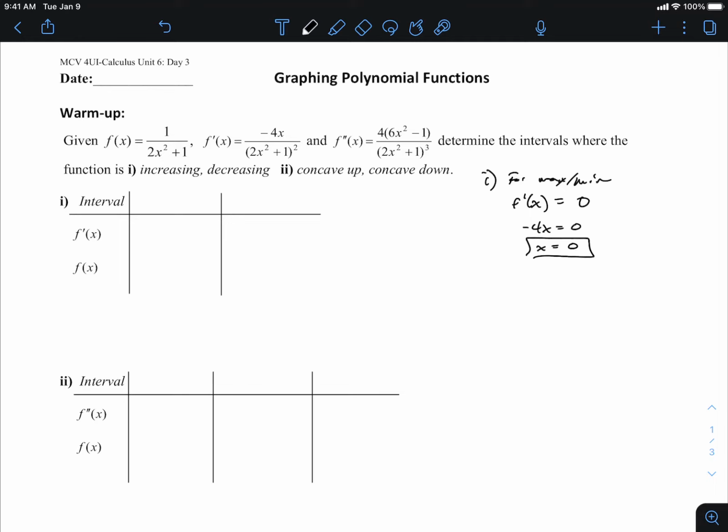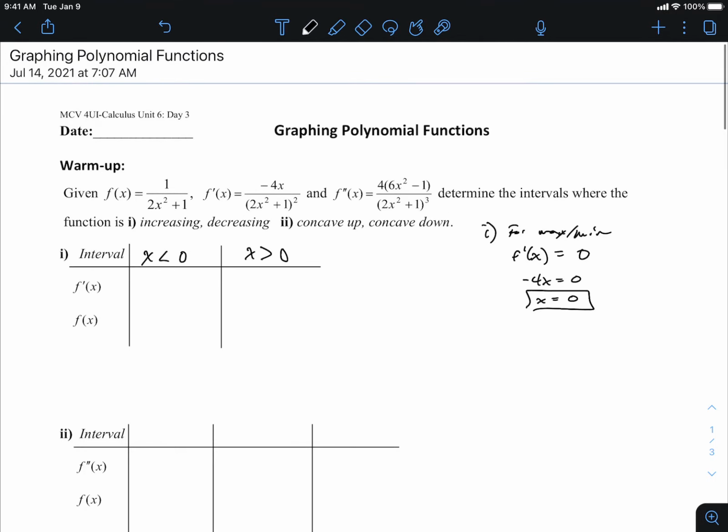Okay, so this is our turning point, I shouldn't use that word, our maximum or minimum, right? And so we want to look at the intervals for x less than 0, and we want to look at the interval where x is greater than 0. If we were to plug in a value less than 0, a negative number, we would see that the slope on the function would come out to be positive, which would indicate that the function is increasing.